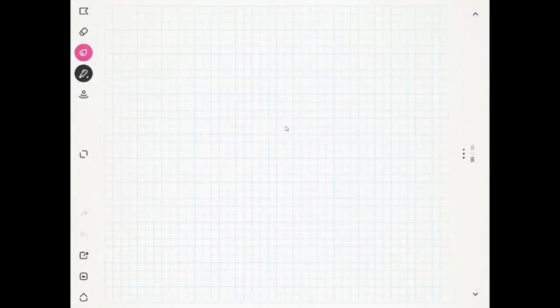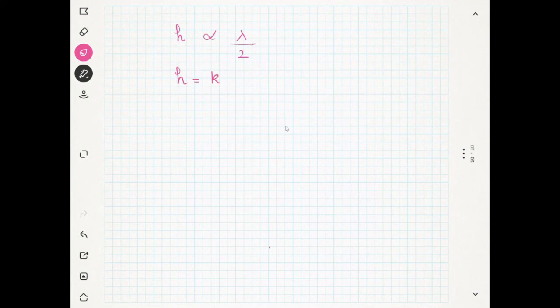There is a formula actually. The length of the antenna is proportional to the wavelength lambda over 2. You can say h is equal to some constant into lambda over 2. Let's say this is just proportional to lambda over 2. Now we will see what will be the situation.